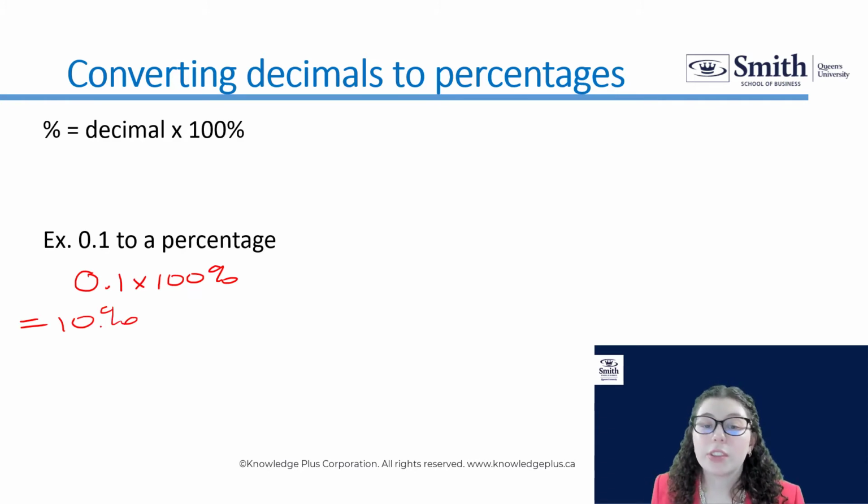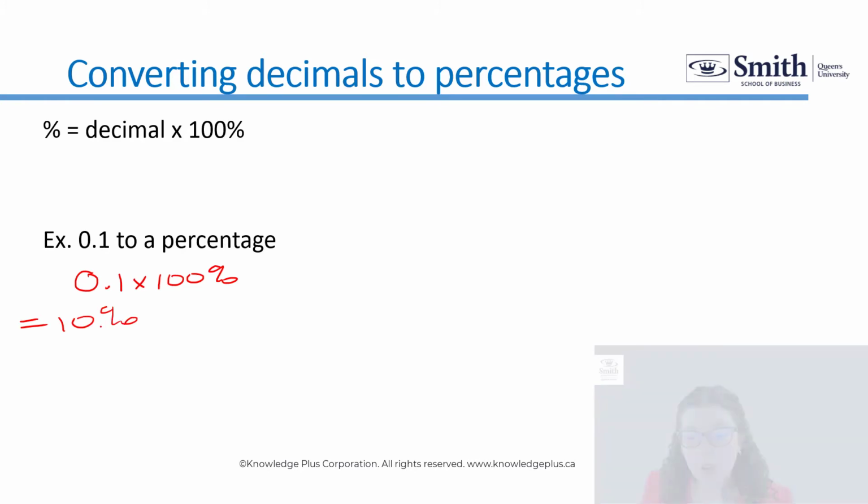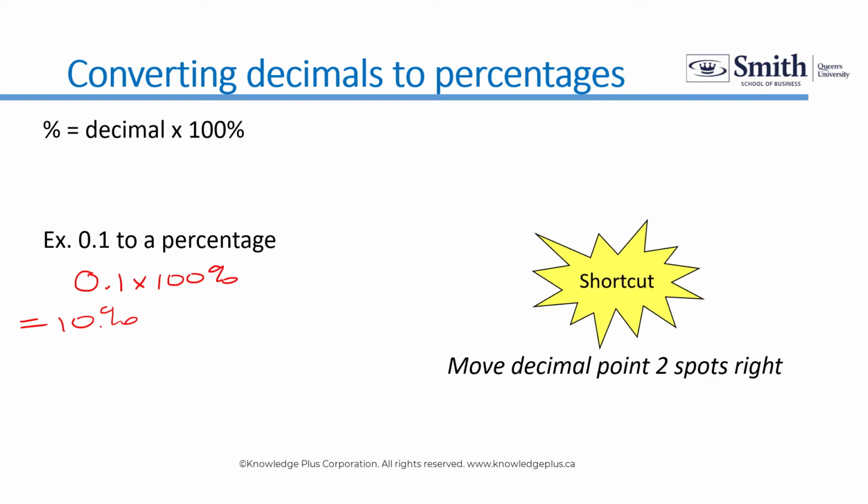There's another shortcut for this situation. We can move the decimal point 2 places to the right. Take your 0.1, move the decimal spot 1 spot, 2 spots, and this also gives us 10%.